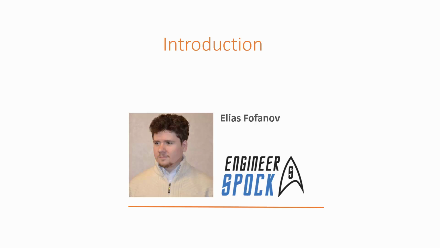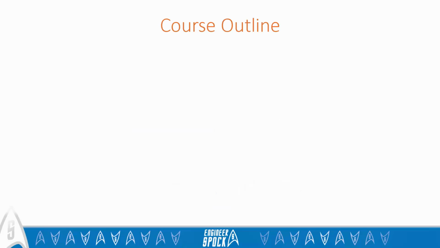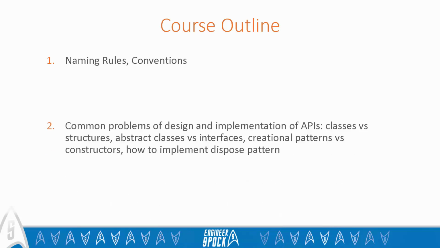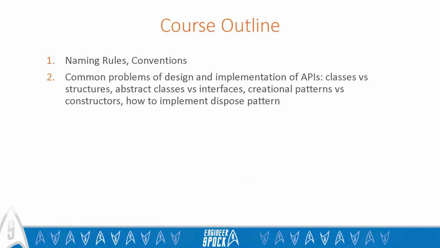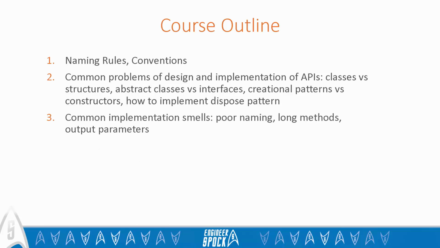I'll be your personal instructor, and I'll lead you through the whole stack of problems which you'll face in the real world. This course covers the vast majority of topics: how to give better names for API members and what naming conventions exist in the .NET platform and suited for C#. Common problems encountered by C# developers in the process of designing and implementing APIs. Classes versus structures, abstract classes versus interfaces, creational patterns versus constructors. How to implement the Dispose pattern. Are you sure you understand this allegedly simple case? Common implementation smells such as poor naming, excessively long methods, output parameters, and so on.